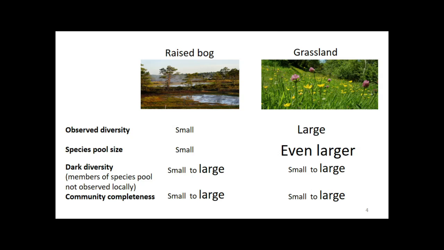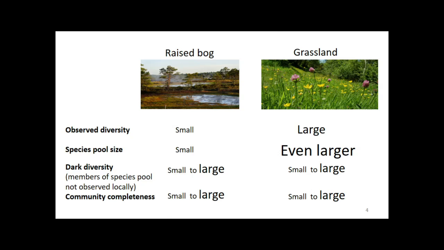So we do know that the number of species that have evolved to stand the conditions of raised bog is quite small. So the species pool of the raised bog is quite small. And the species pool of the grasslands, quite the opposite, is quite large. So in a way, when we compare these numbers, small number of species or large number of species, it's really not relevant.